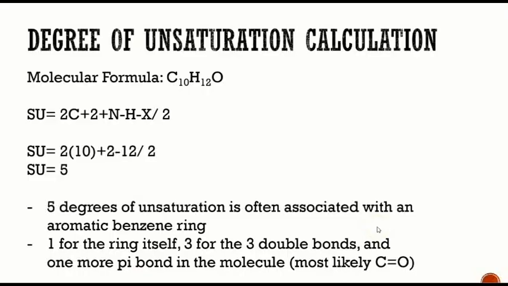5 degrees of unsaturation is often associated with an aromatic benzene ring. And how we can see that is it is 1 degree of unsaturation for the ring itself, 3 for the 3 double bonds that are within that ring, and then 1 more pi bond in the molecule. Most likely that'll be a C double bond O, but we will look further into that.